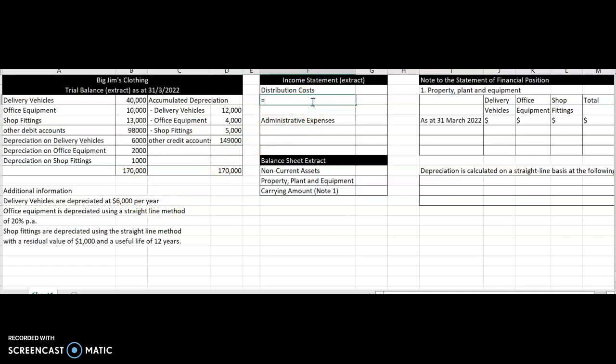We're just going to put our distribution costs. So we've got our delivery vehicle depreciation and our shop fitting depreciation, and bring our figures in. So these ones here are merit and excellence marks, and this one here, an excellence mark again because you had to calculate it because it's on the office.